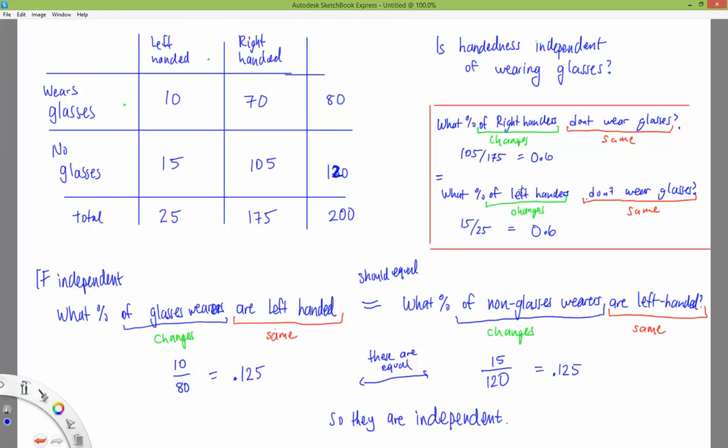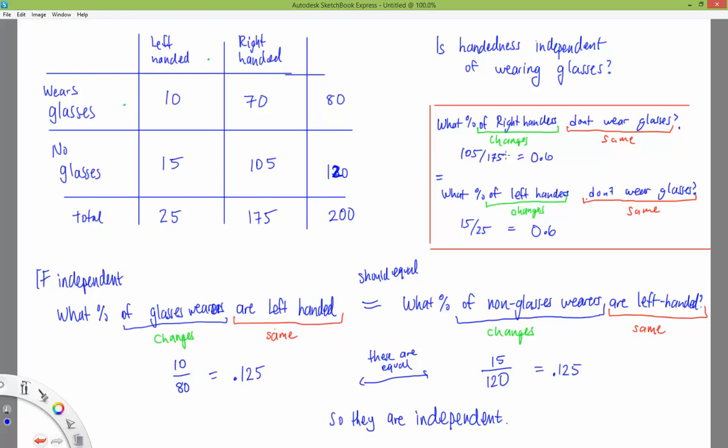Any setup that you do will be equal as long as you do it correctly. So the front part, what percentage of right-handers, changes to what percentage of left-handers, but then this part stays the same: don't wear glasses, don't wear glasses. 60% of right-handers don't wear glasses. 60% of left-handers don't wear glasses. That means being right-handed or left-handed has nothing to do with whether someone wears glasses or not.